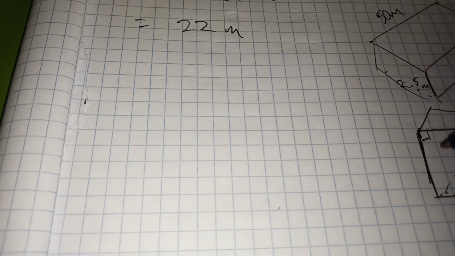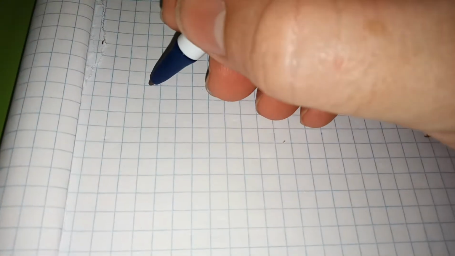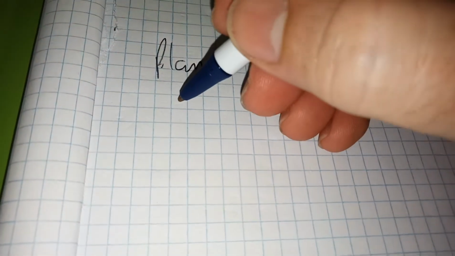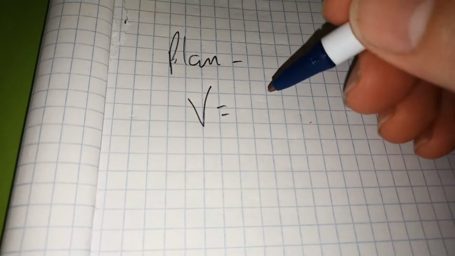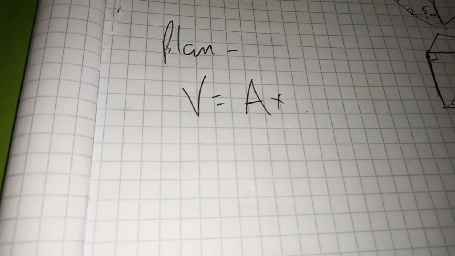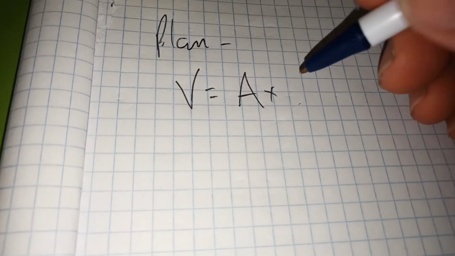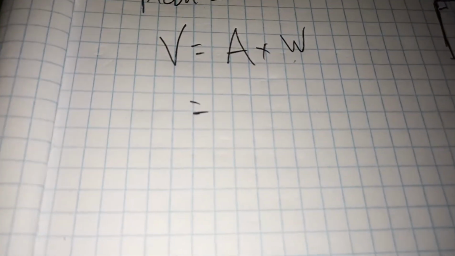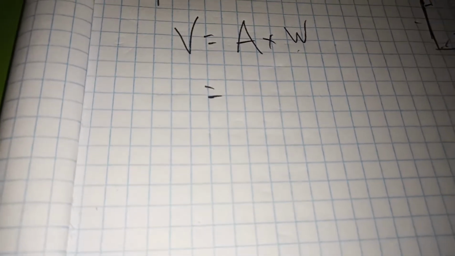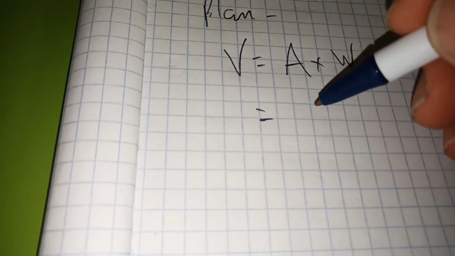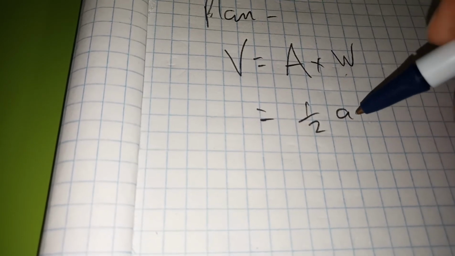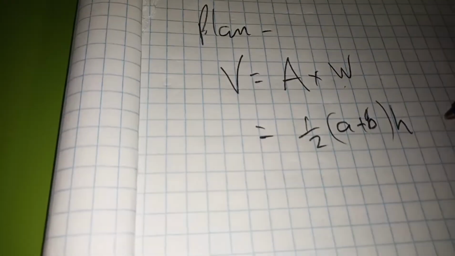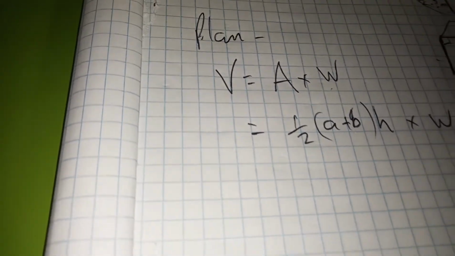Okay, so first let's find the area of that trapezium. So let's make a plan. Our plan is to find the volume equals the area times the width. Okay, so that area is going to be based on this trapezium. So area of a trapezium is a half (A plus B) H. Okay, and then we're going to times that by the width of the pool.